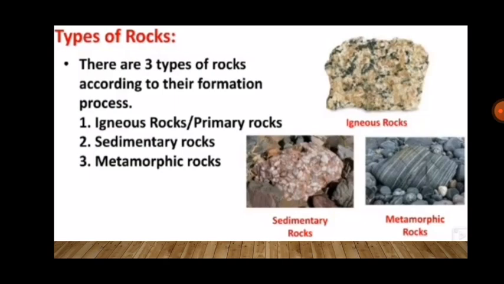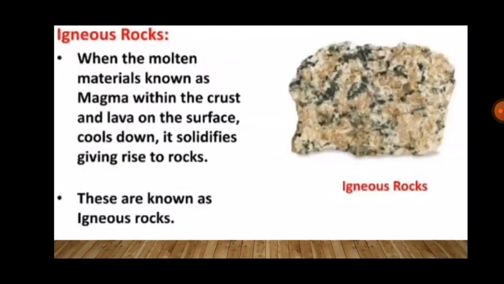Next we will see the types of rocks. Now there are 3 types of rocks according to their formation processes. They are igneous rocks, also called primary rocks, sedimentary rocks and metamorphic rocks. Now one by one we will see what these rocks are. The first is the igneous rocks.